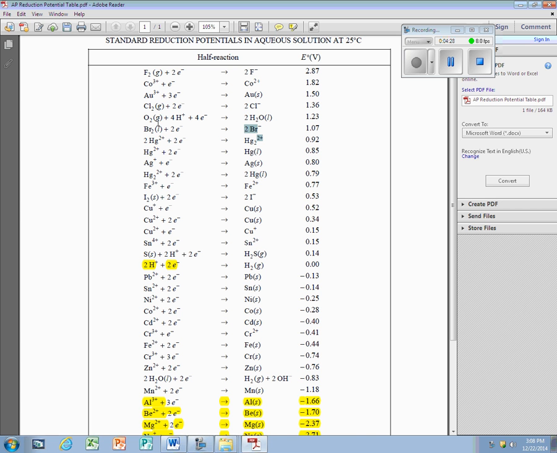So if oxygen plus the hydrogen ions are in the presence of bromide ions, they can actually take electrons away from the bromide ions to force bromide to lose its electrons. How many electrons would it lose? 2 bromides would lose 2 electrons and become bromine liquid.